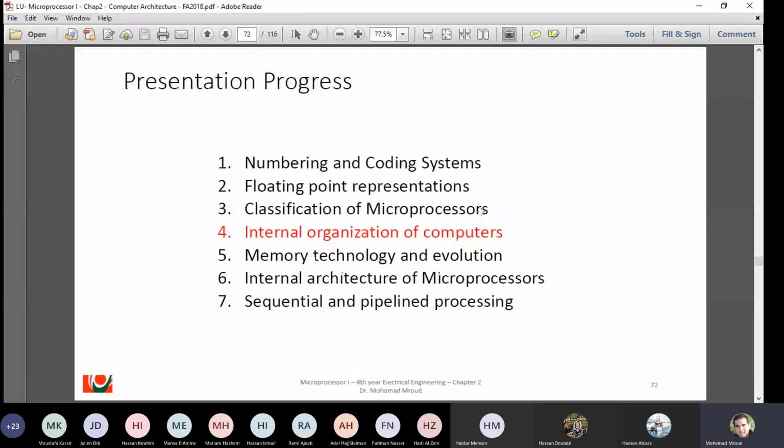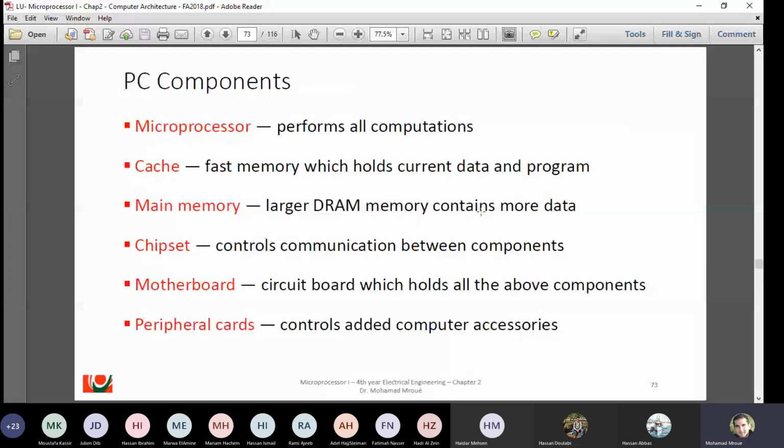Now, internal organization of computers. So the PC components are: we have a microprocessor that performs all the computations. We have the cache memory. It's a fast memory which holds current data and program. We have the main memory. It's a larger dynamic RAM memory containing more data. The chipset controls communication between components, and the motherboard, the circuit board, which holds all the above components, and peripheral cards that control added computer accessories.